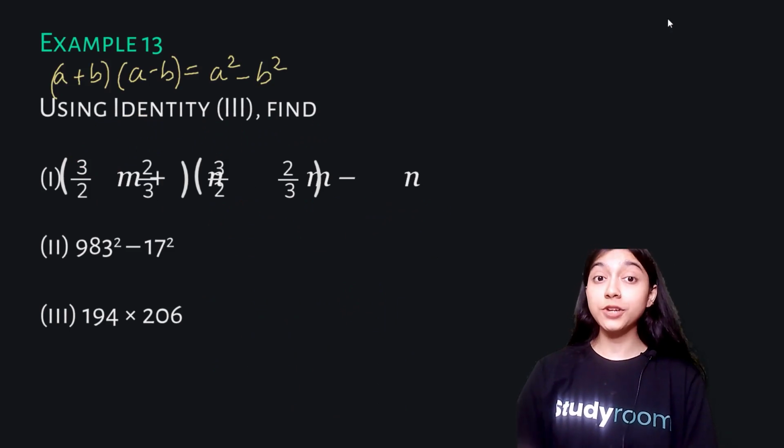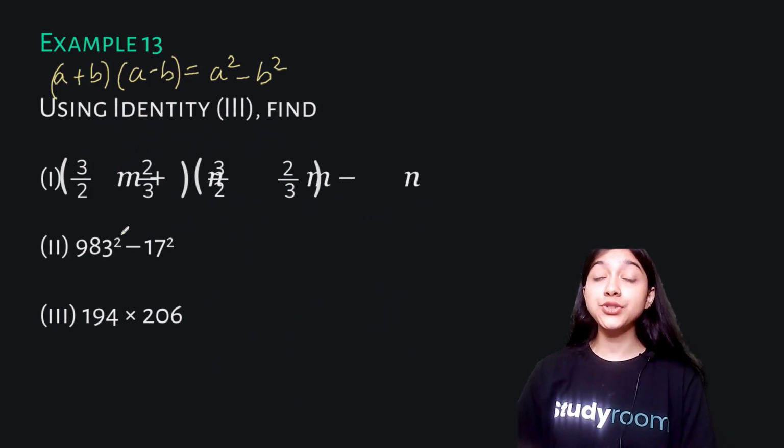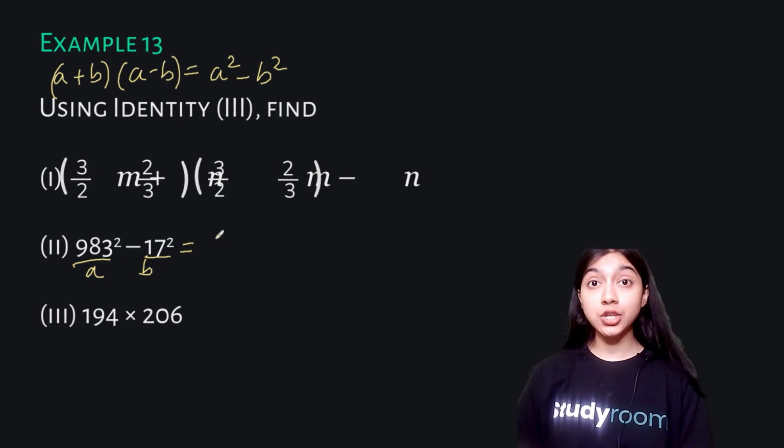Now let us solve the second question that we have over here. That is 983 whole square minus 17 whole square. Just take identity 3 in the reverse way. We have A square minus B square. Consider 983 as A and 17 as B. Isn't it A square minus B square? So A square minus B square gives us A plus B into A minus B.